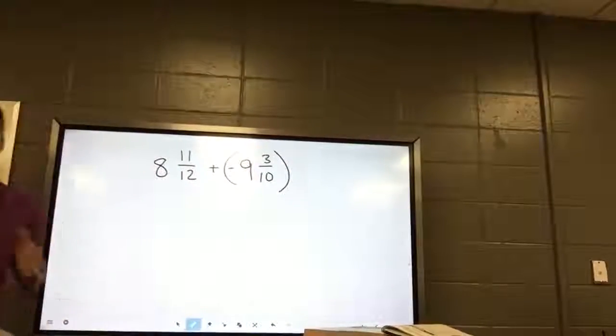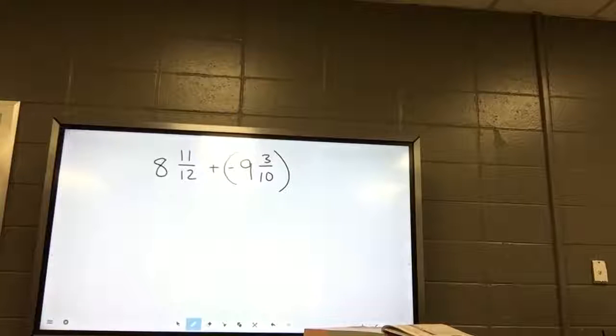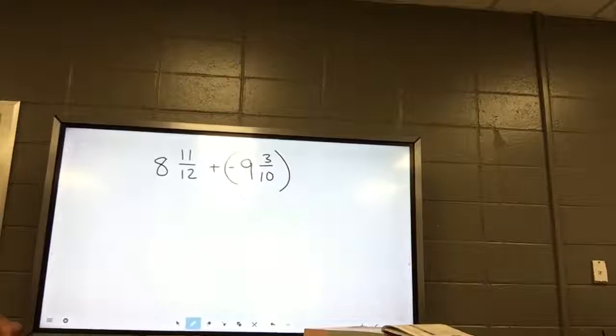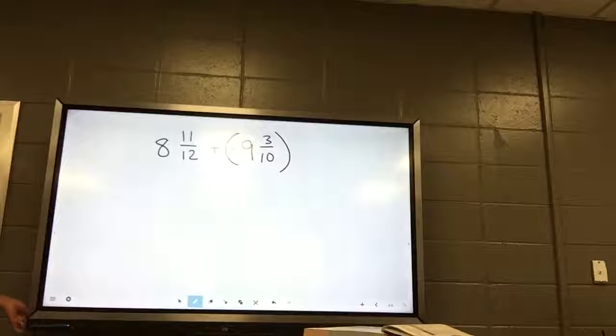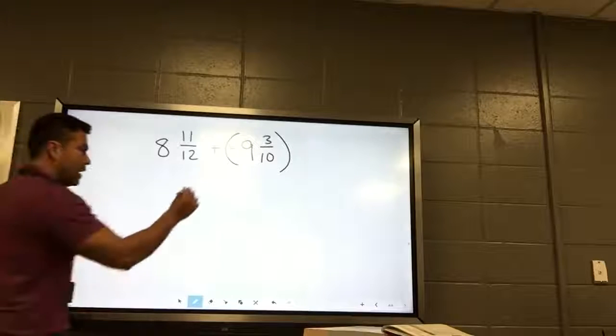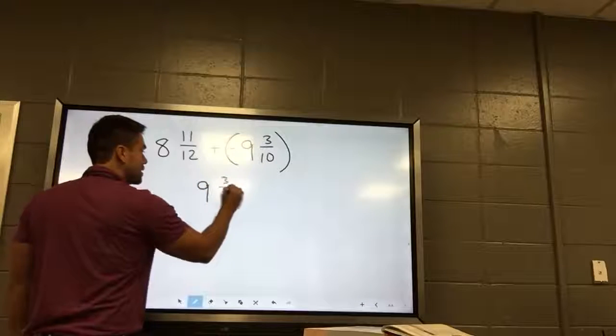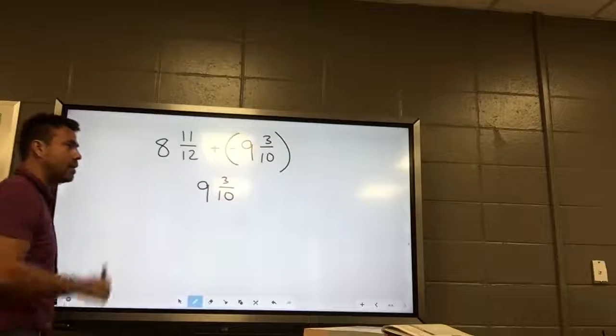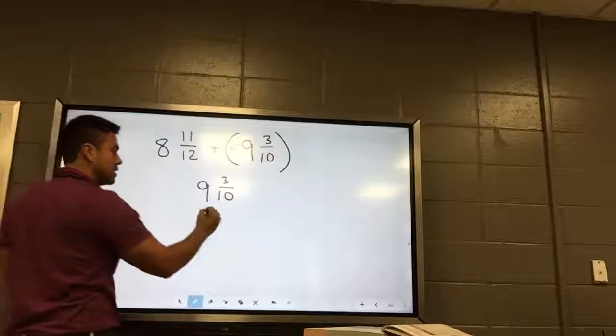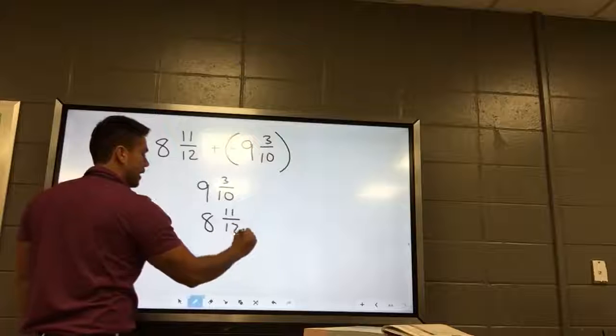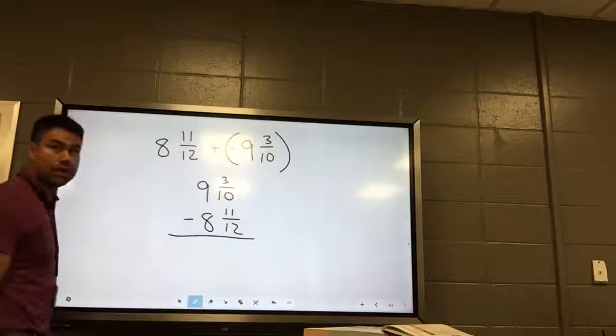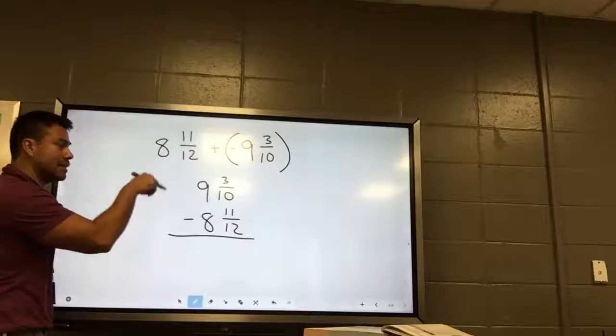Okay, with mixed numbers, guys, it's a little trickier. So that's why I like using that vertical format, because if I don't, I'm gonna get really confused. Okay, don't I have to take 9 3/10? According to my rules for adding numbers with opposite signs, I have to do it like this, okay? This makes it easier with mixed numbers.